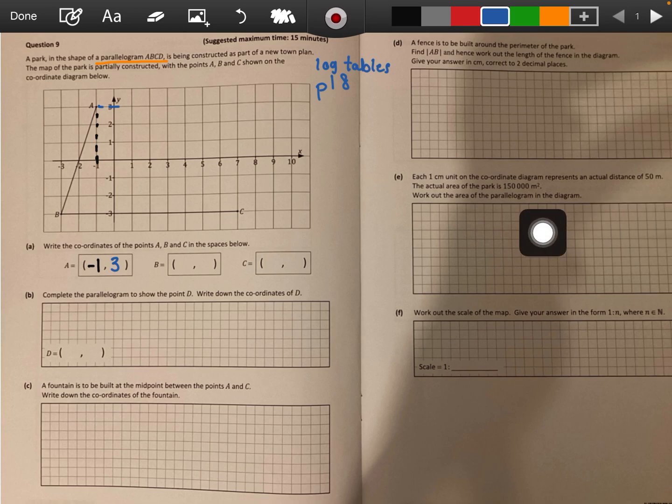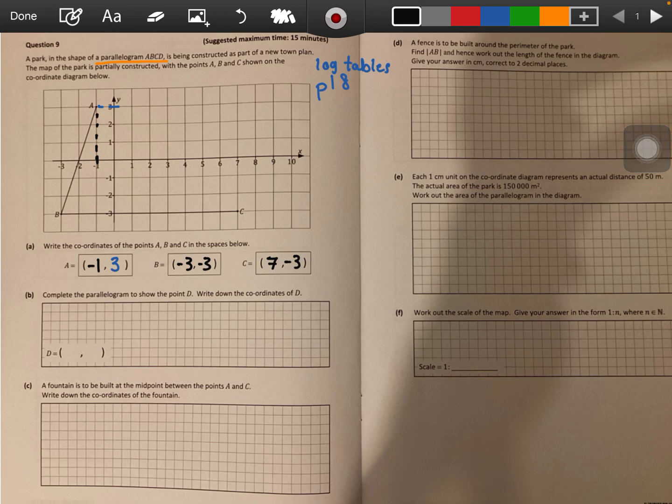Okay, for B, the x coordinate, so on the x-axis, it lines up with -3. And then the y coordinate, so where it lines up with on the y-axis, is also -3. Okay, and then C, on the x-axis, it matches up with the number 7. And on the y-axis, it's straight across from B, so it has the same y coordinate, -3.